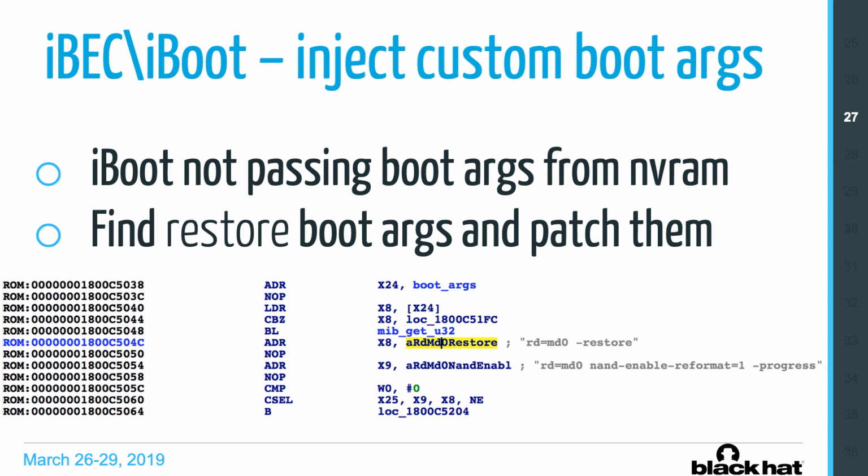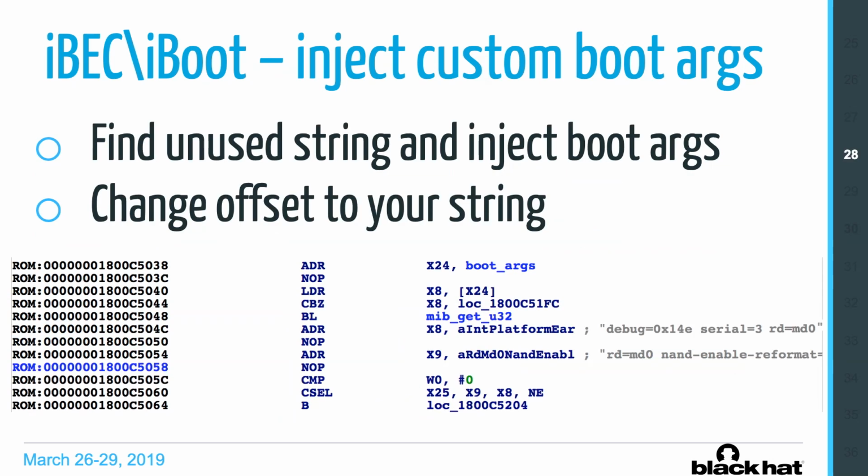Boot arguments. So the problem is that release iBoot does not support any custom boot arguments to be passed to the bootloader, which means even if we can somehow write boot arguments to NVRAM, the release iBoot will just ignore them and continue to use the hard-coded ones. So as we see here, there is one of the restore boot arguments. What we can do is just change them, right? If we can patch the bootloader, why not?